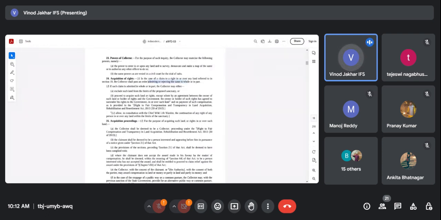So this is the difference between national park and wildlife sanctuary. In a wildlife sanctuary you can admit a claim, a right, and that right can be enjoyed by a few people even after declaration of a sanctuary. But this is not the case in national park, this section. Allow in consultation with the chief wildlife warden the continuation of any right of any person in or over any land within the limits. The collector has to consult the chief wildlife warden and then the continuation of it can be allowed. This provision does not apply to national parks.